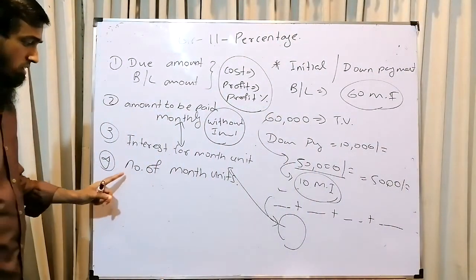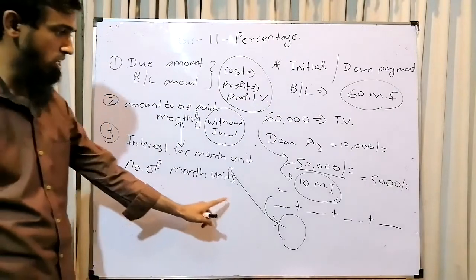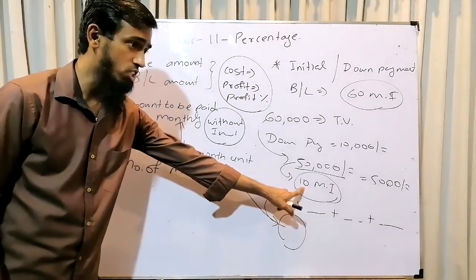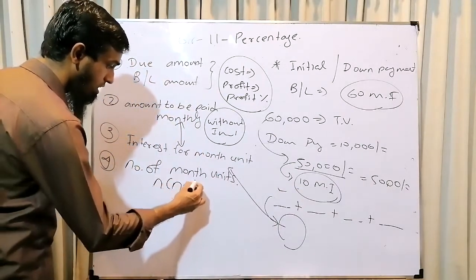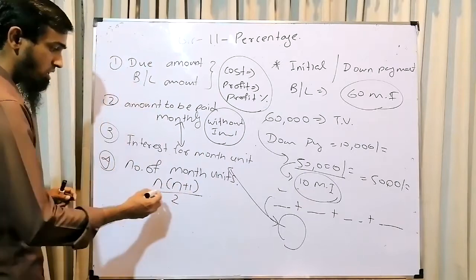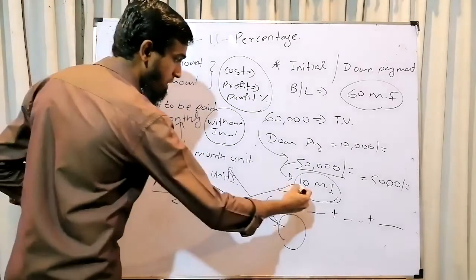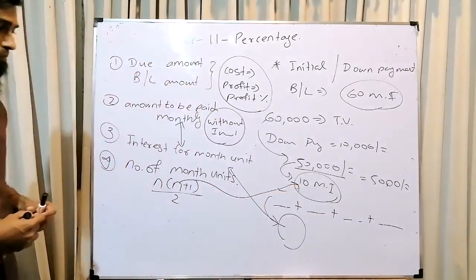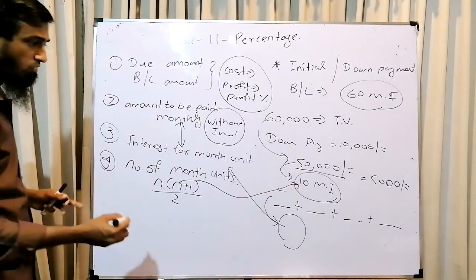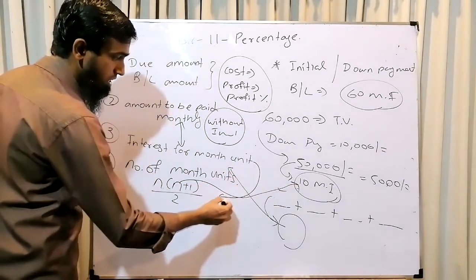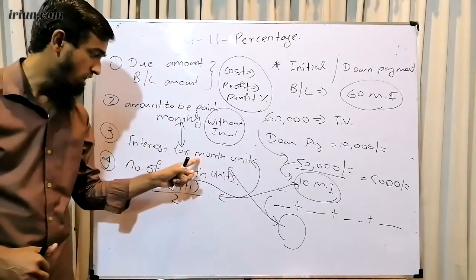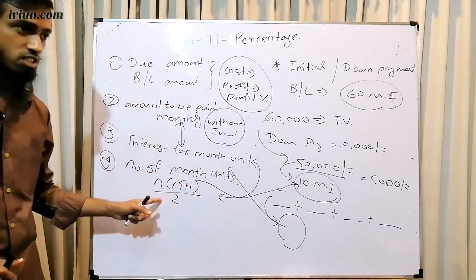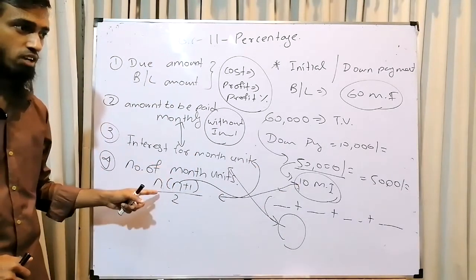Okay, the fourth part, we can find the number of month units using the installment. We have an equation n into n plus 1 over 2, with n representing the number of month units. Okay, 3 and 4. What is the connection between 3 and 4?